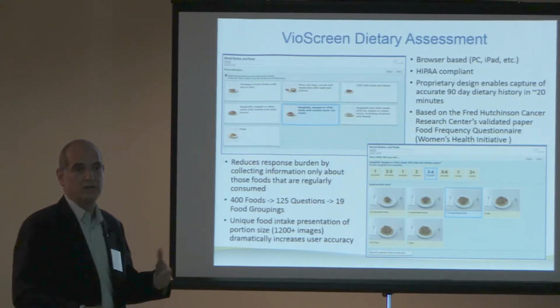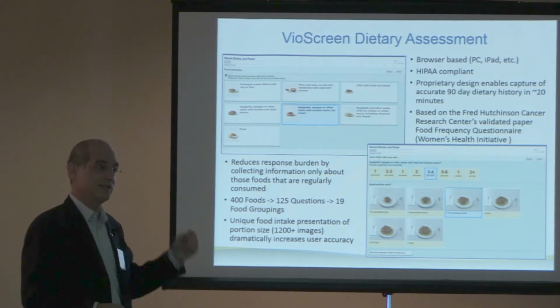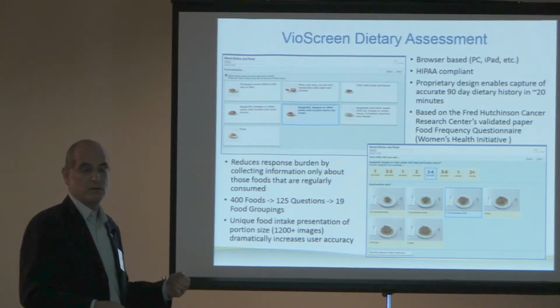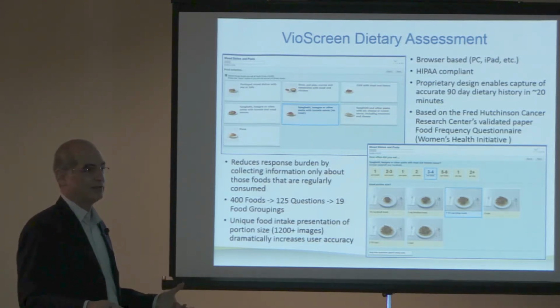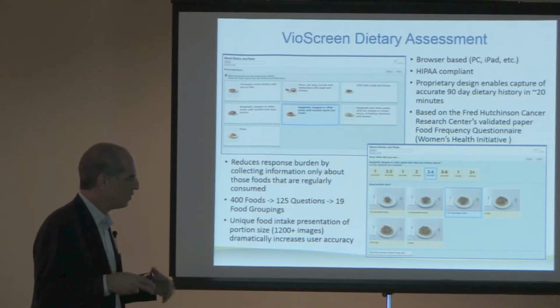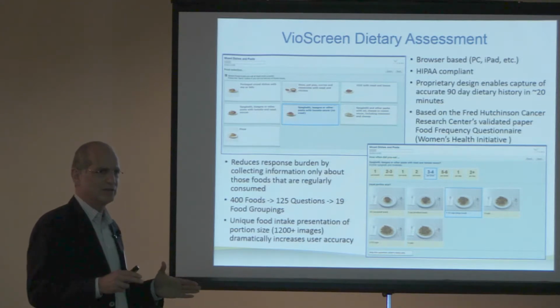We worked with one of the leading epidemiologists at Fred Hutchinson Cancer Research Center, who did the FFQ for the Women's Health Initiative, put it on the web, and the main thing is we added 1,200 pictures of food portion sizes. So it doesn't sound that innovative, but no one had ever done that before. And so we also changed the flow. We did some other things, so it's more than that.